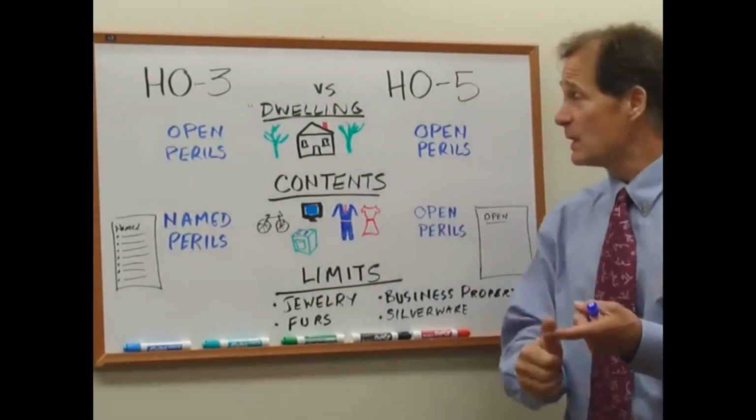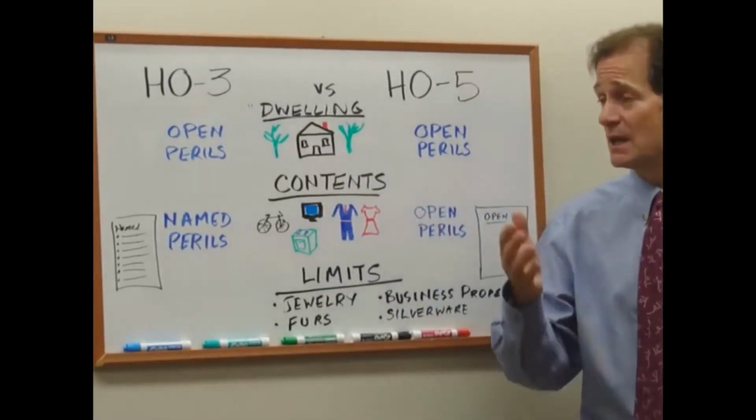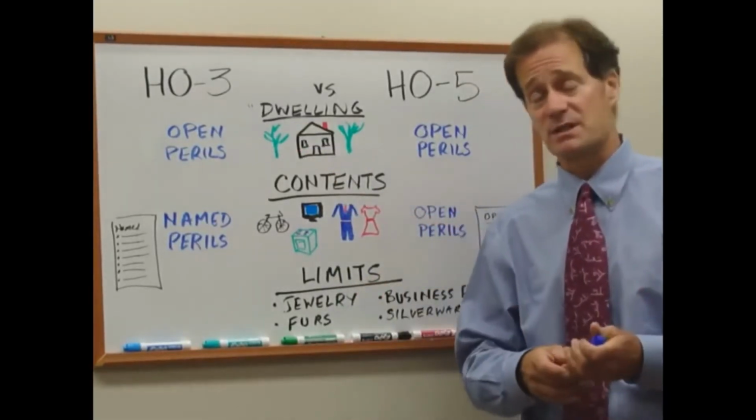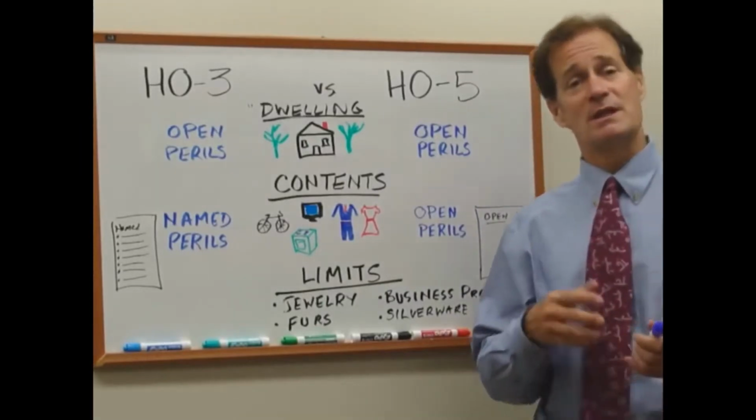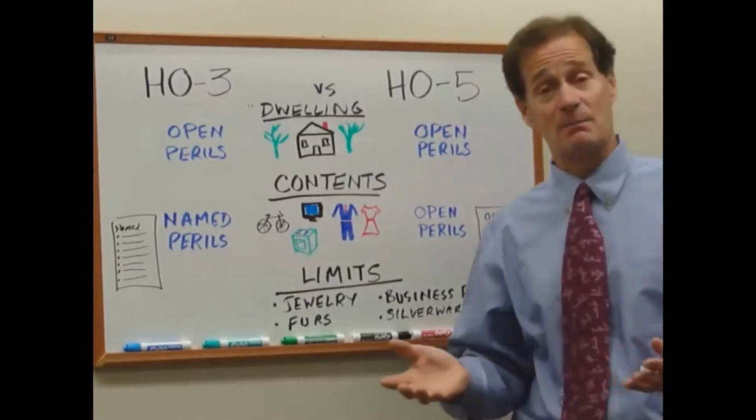For example, flood insurance coverage. If you live near the ocean or near a river that tends to rise, then you have to buy flood insurance separately. Earthquake insurance, same sort of thing. Earthquake insurance is something that some people choose to buy, some don't.